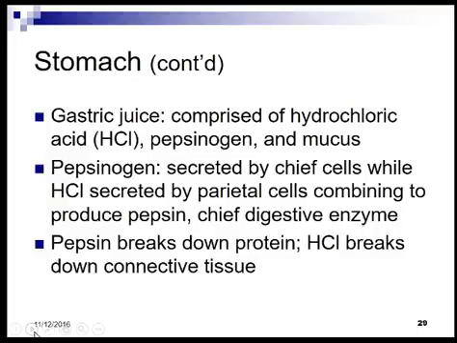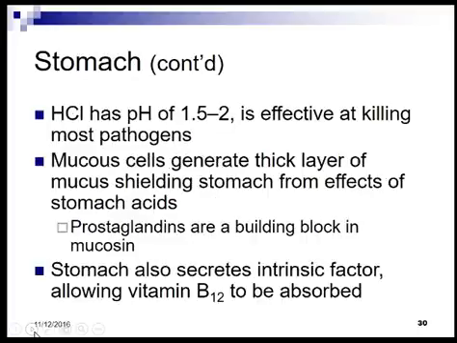Pepsinogen is secreted by the chief cells, while hydrochloric acid is secreted by the parietal cells. They combine to produce pepsin, which is the chief digestive enzyme. Pepsin will break down protein, and hydrochloric acid will break down the connective tissue. Hydrochloric acid has a pH of 1.5 to 2 and is effective at killing most pathogens. It's a very, very strong acid.